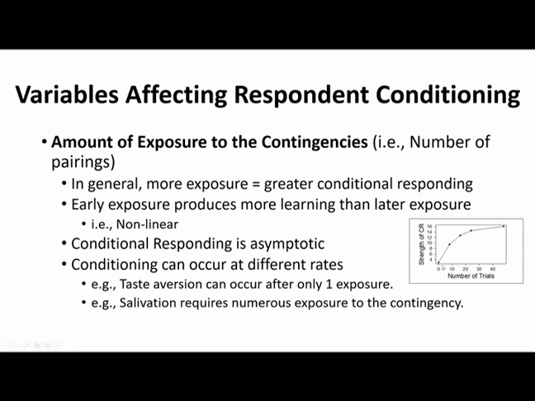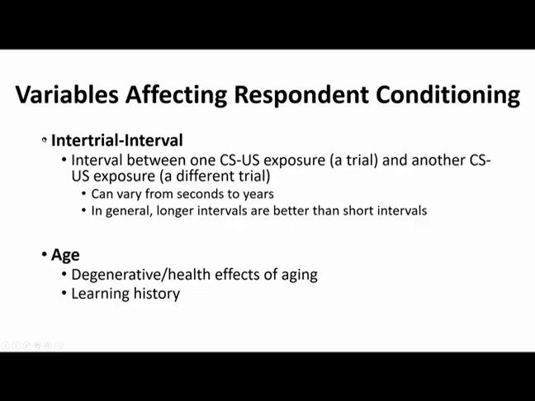And the steepness or the shape of this curve can differ dramatically based on what kind of stimuli we're looking at or what kind of association we're looking at. So like I said, taste aversions can happen after just a single exposure. Things like salivation can take many, many exposures. So some can be very, very quick. Some can take hundreds of trials, and it'll all depend on all of those other contingencies that we're talking about. All right, we should also keep in mind our intertrial interval, which is basically how long does it take to go from one trial to the next trial.